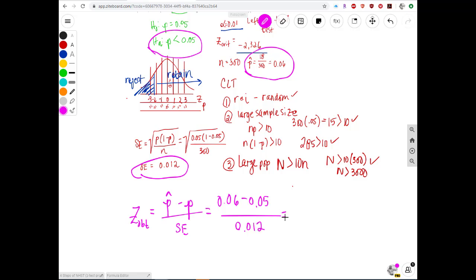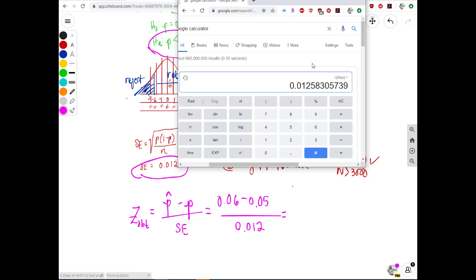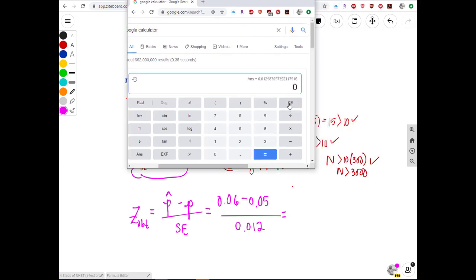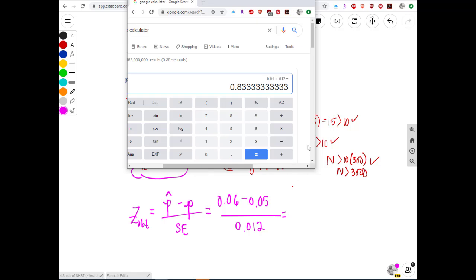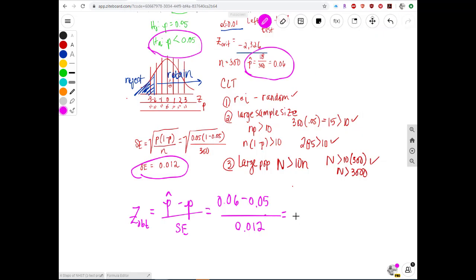Okay, so now, same thing, got to bring my Google calculator out here and do some calculations. So let's see what I got. I got 0.06 minus 0.05 equals, and then I'm going to divide that by 0.012 equals. And I get a Z obtained of 0.83. Move this out of the way. And now I just need to figure out the p-value for 0.83.